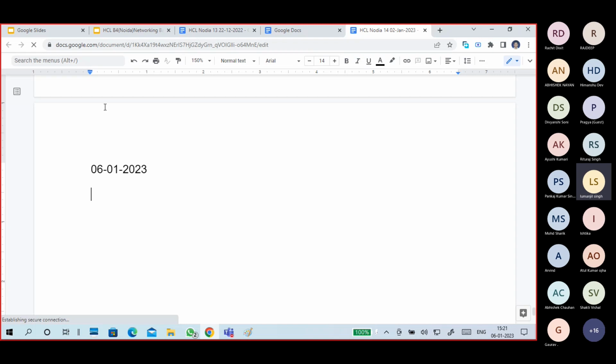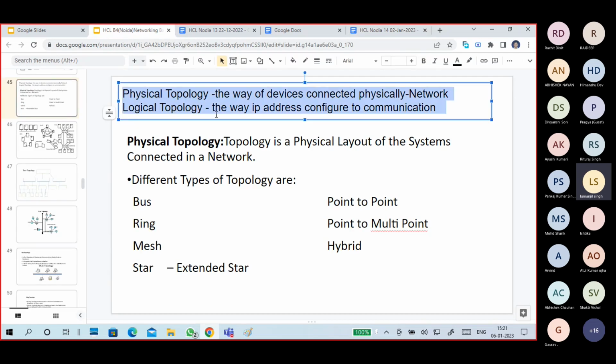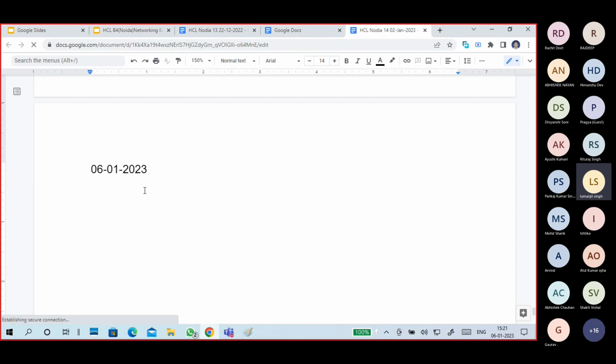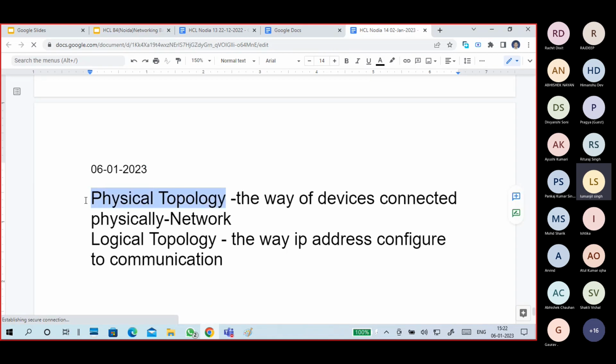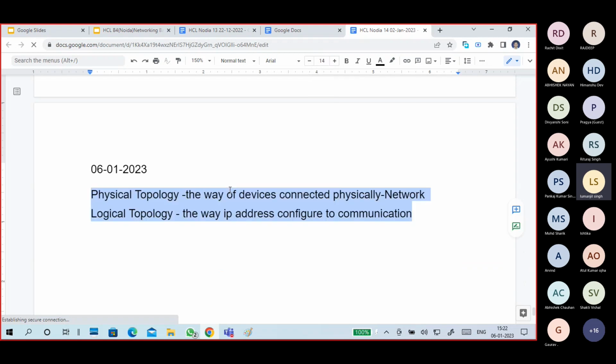Okay, so now we are going to see the topologies. There are two topologies, guys. Generally, topology means our mind will go to the physical topologies only. Okay, so what is the physical topology? It is the way you are connecting devices. That is a physical topology. Logical topology is based on how you configure an IP address, like an IP network. Network is a word, that's it.